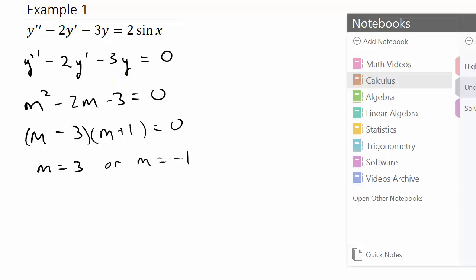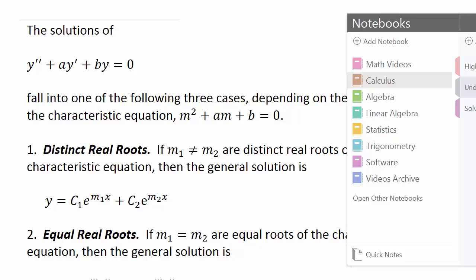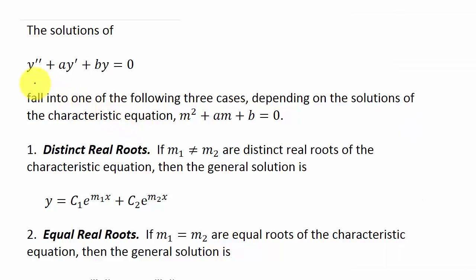If you remember how to do this, we have y double prime plus ay prime plus by equals 0. Here's our characteristic equation that we used in our problem. We factored it and we got our two roots, 3 and negative 1. That's the m1 and the m2, and they were distinct real roots.